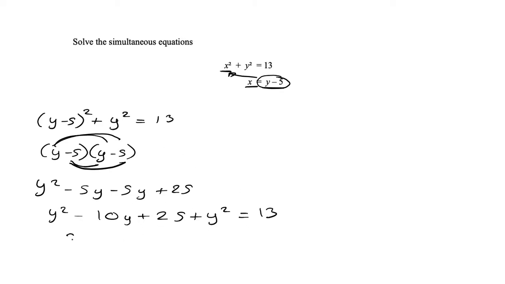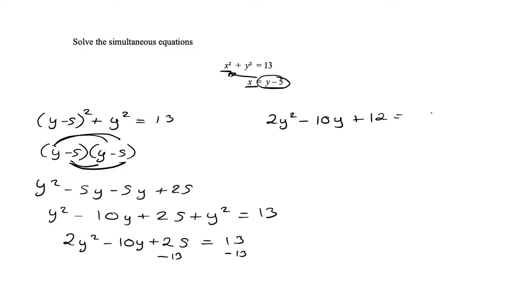Let's simplify this. So we have 2y squared minus 10y plus 25, and that's equal to 13. Now we can see a quadratic equation forming, so we need to make it equal to 0. We subtract 13 from both sides to get 2y squared minus 10y plus 12 is equal to 0. Divide it all by 2 to simplify it. So we have y squared minus 5y plus 6 equal to 0.